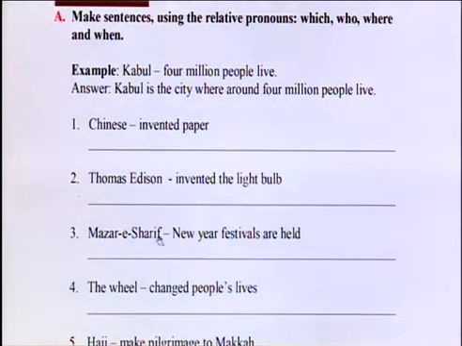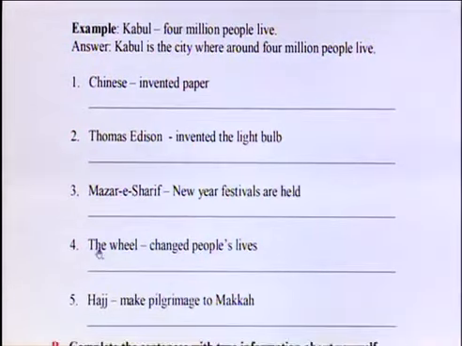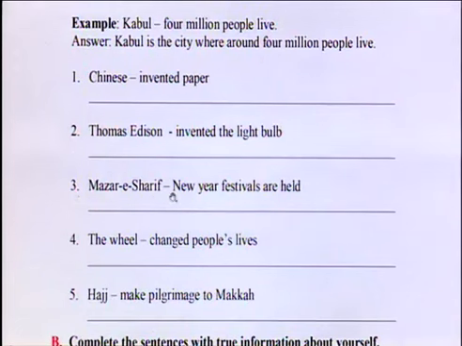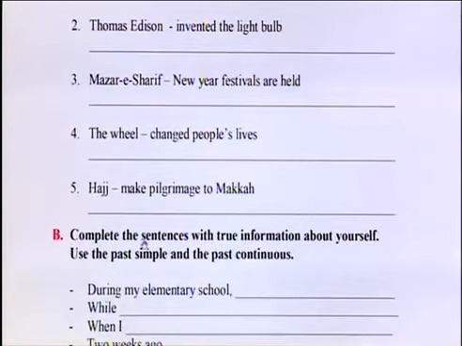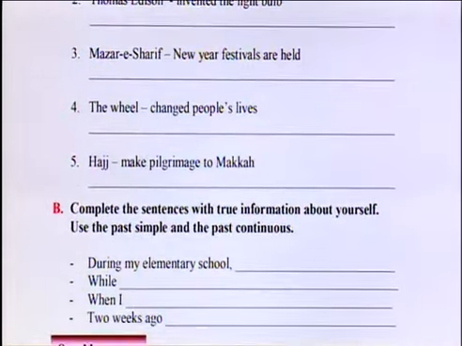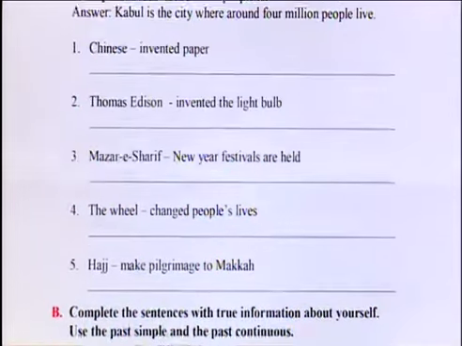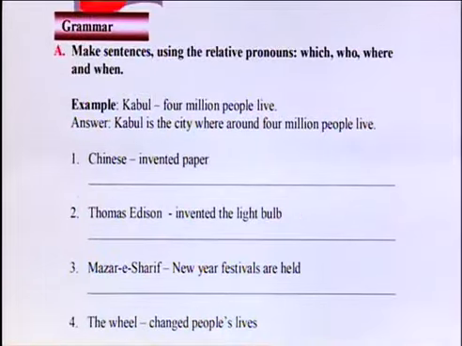How about Mazar-i-Sharif? Yeah, that's a place. So I have to use where. How can I say a sentence? Mazar-i-Sharif is the place where New Year festivals were held. Now it's your turn. You have to write down a sentence for number 4 and number 5. Read them carefully and try to write down a beautiful sentence with the use of relative pronouns, and you have them here. Which, who, where and when.